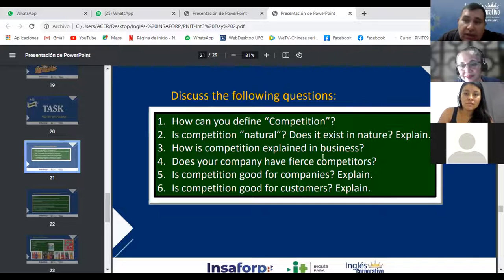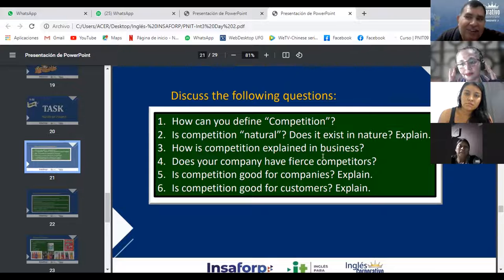Zulma is right. There is the logic: competition is between similar products. He is also right. Sometimes the competition is not necessarily with the same products. Like, there is a pizza store on the other corner, and you are coming from church on Sunday and you say, hey, what do we eat, pizza or pupusas?